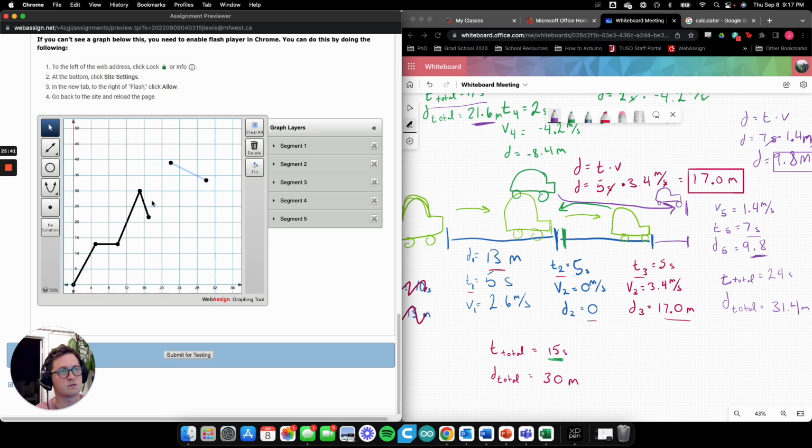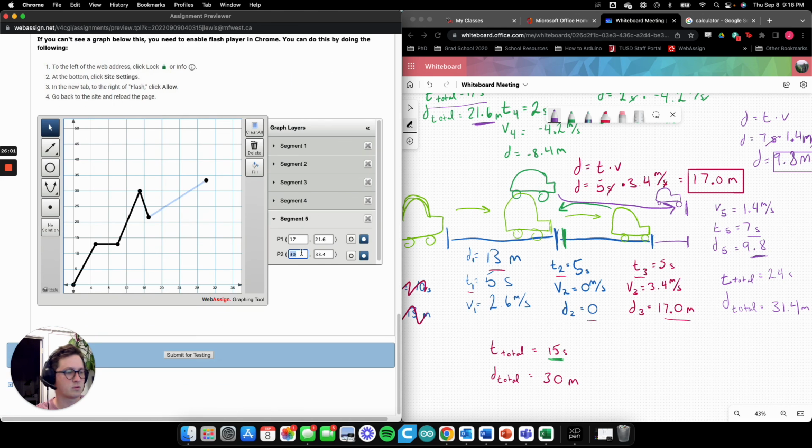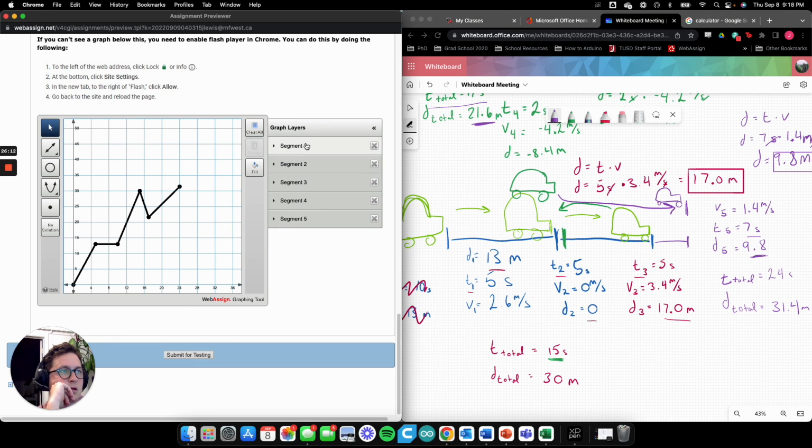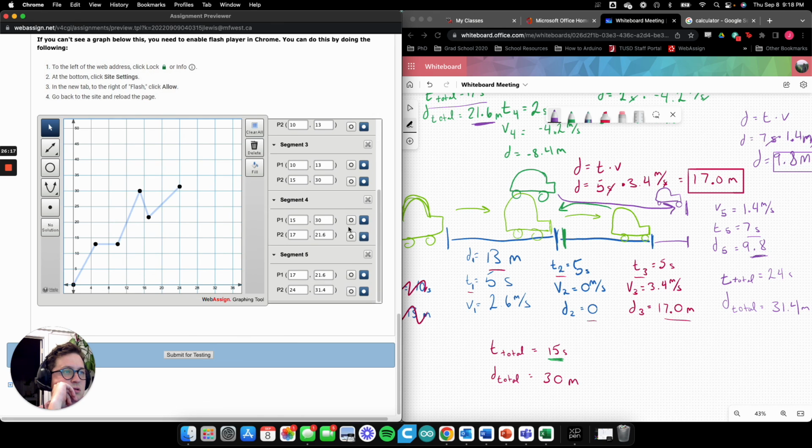Okay, so the first point will have the same as these, so 17 and 21.6. And this one, the second one, will have to have 24, 31.4. Nice. And yeah, so you see that's less steep. Alright, just go through, make sure all the points are filled in. Lovely.